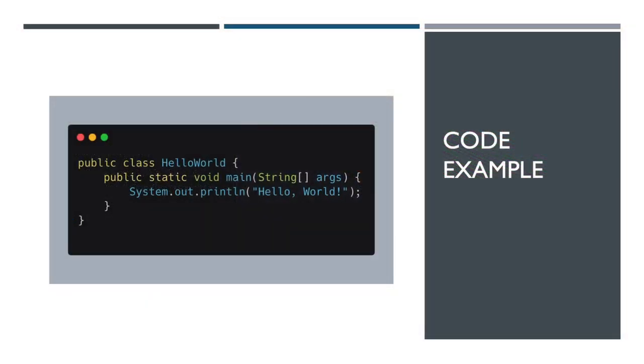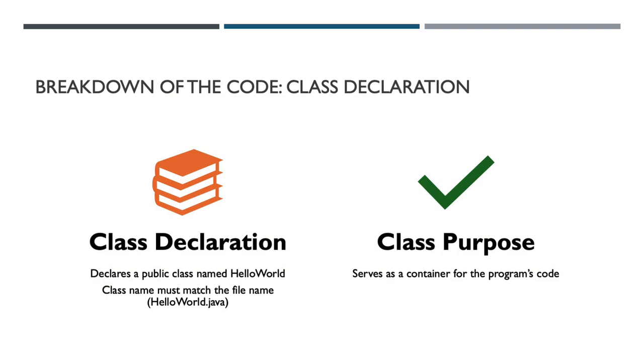So here's our code for Hello World. Inside our class definition, we have our entry point, the main method, and then we have our System.out.println, which is printing out to the console the message inside the double quotes, Hello World. Let's look at a breakdown of the code.